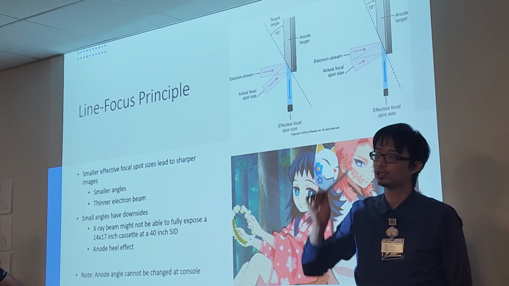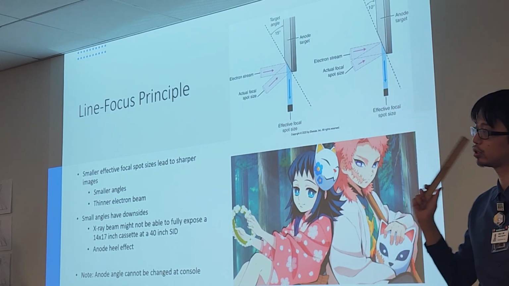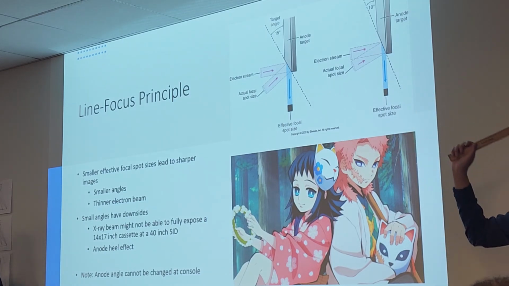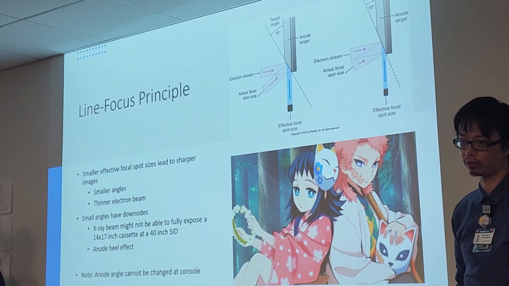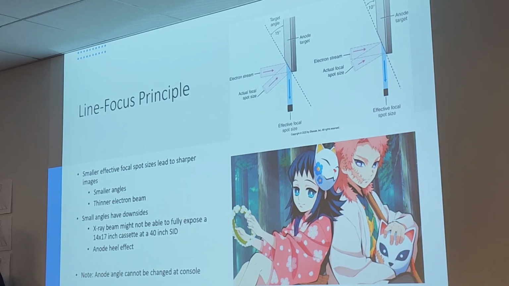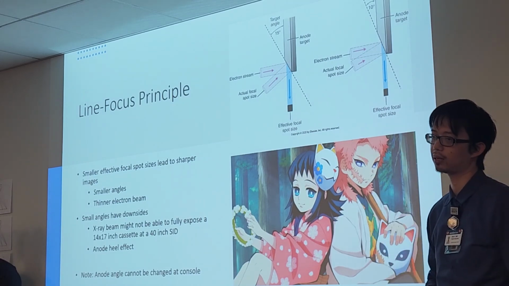So, which one will produce more concentrated heat? A small filament or a large filament? Small, right? A small filament gives you a small focal spot size, and that means more concentrated heat. You've got a lot of heat in a small area. Which one will give you better sharpness? Small filament, right? Because yes, you get more heat, but you also get a better image.